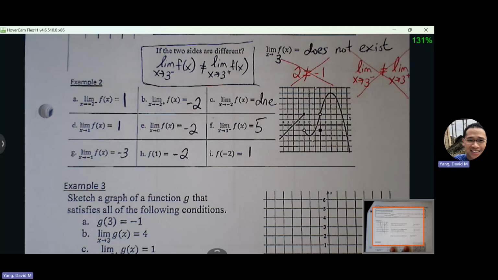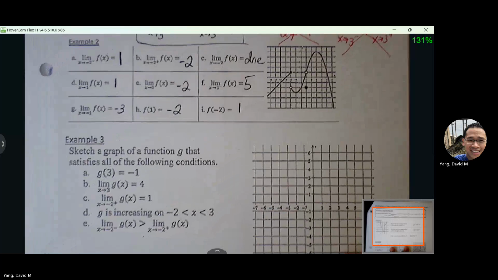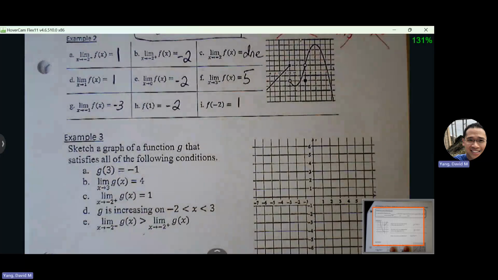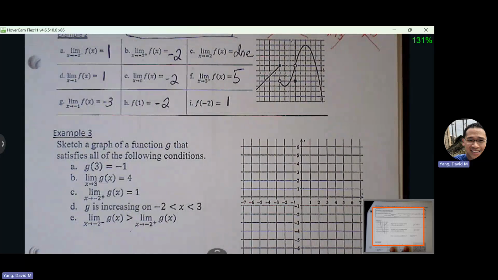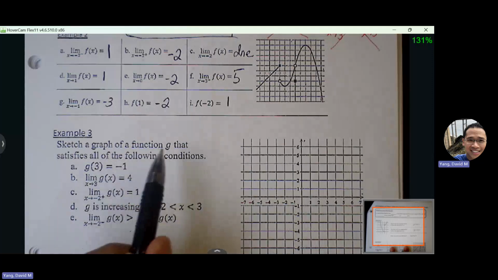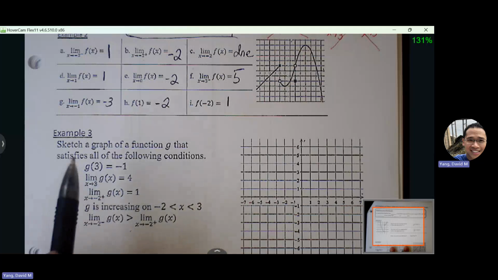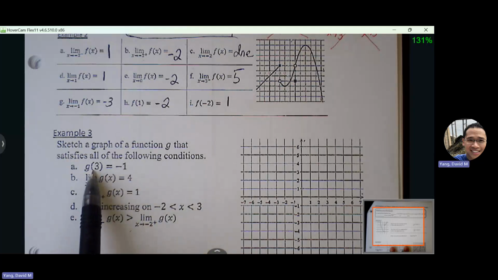Okay, any questions with 2? Example 3 is a bit more challenging because we're going backwards here. We're basically wanting to sketch a graph that satisfies the following conditions. So for part A, ordered pairs are easy. It's just a single point.